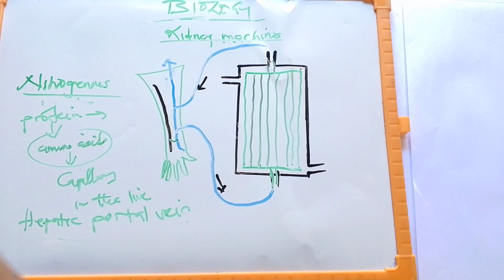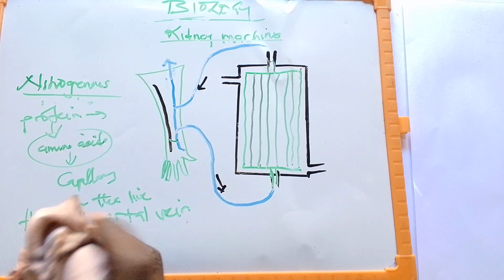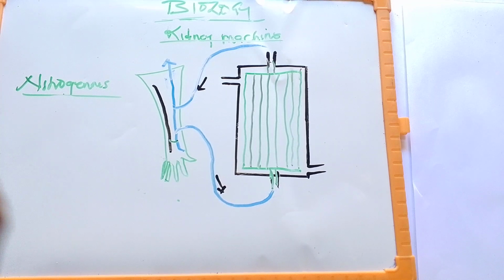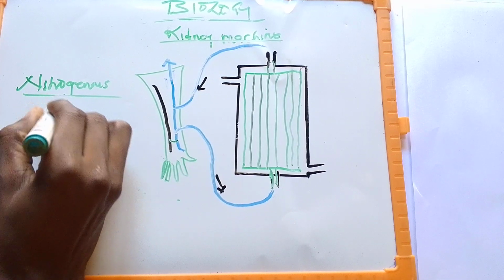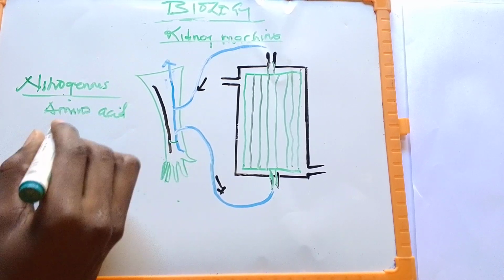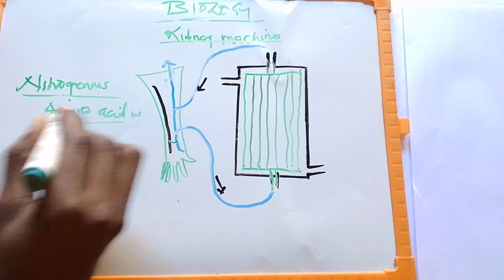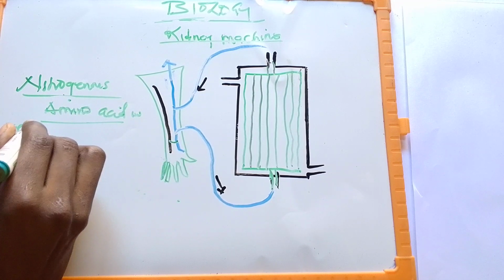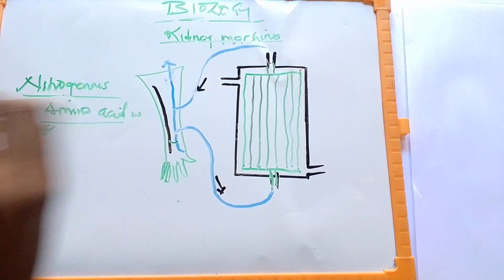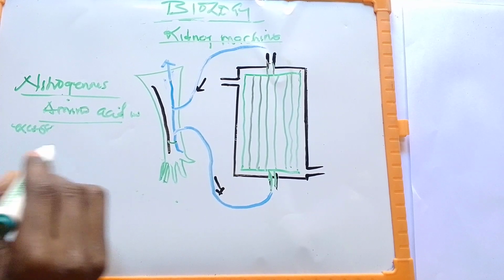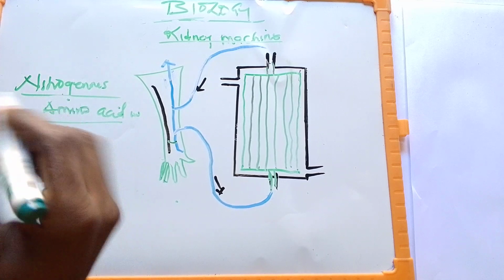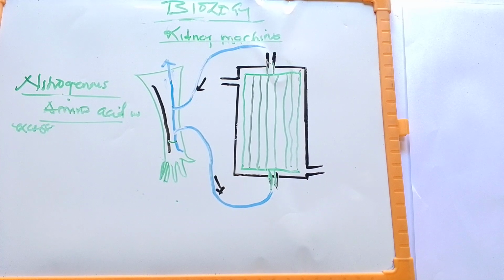Okay, having talked about that, we need to understand again that this amino acid is very important. Amino acid in excess should be removed from the body. But for us to remove this excess amino acid, it cannot just be removed the way it is. That would also be part of the wastage.